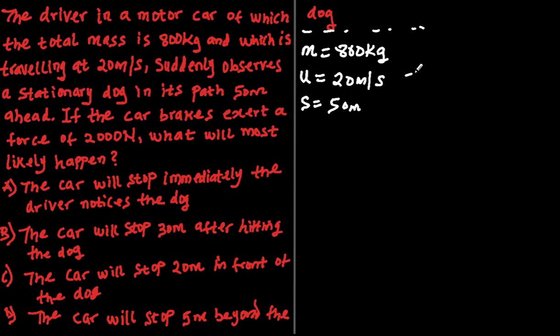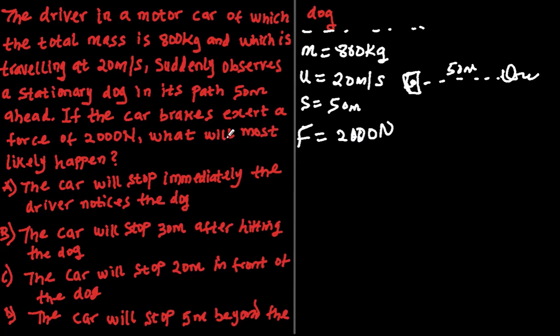So let's say this is the car and the driver. Then the dog is somewhere here. Okay. Dog is somewhere here. So this is the dog and this is 50 meters. Now, if the car exerts a force of 2000 newtons, so force is 2000 newtons. Okay, what will most likely happen?